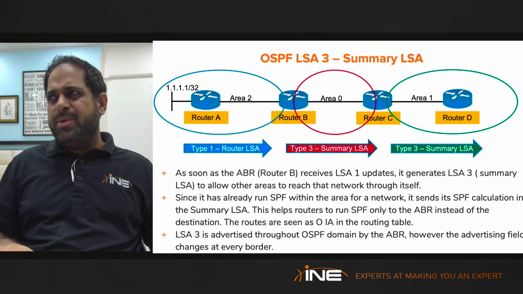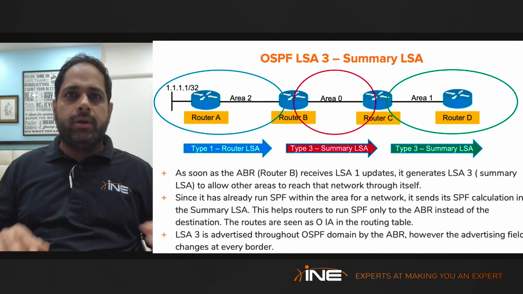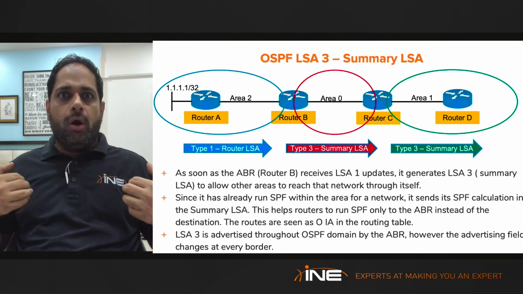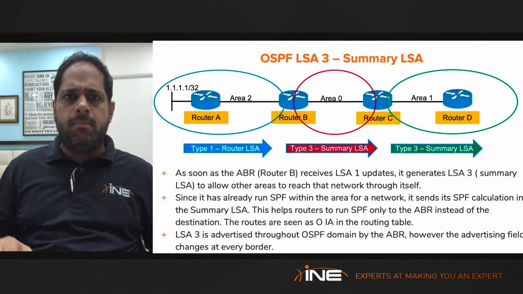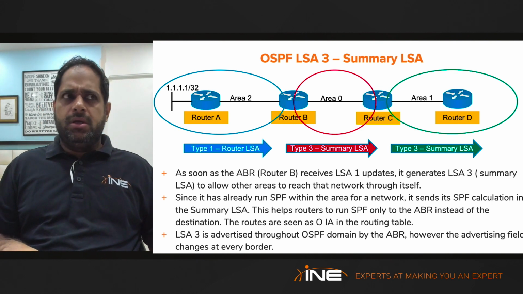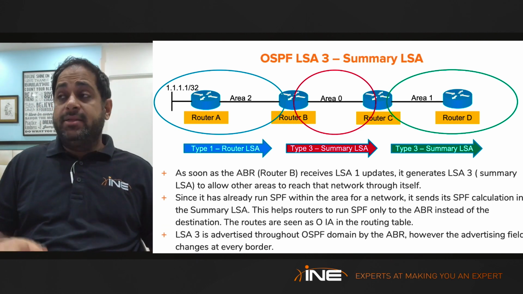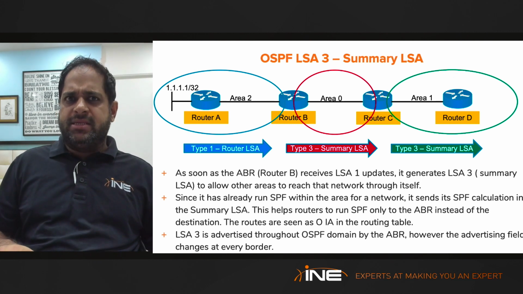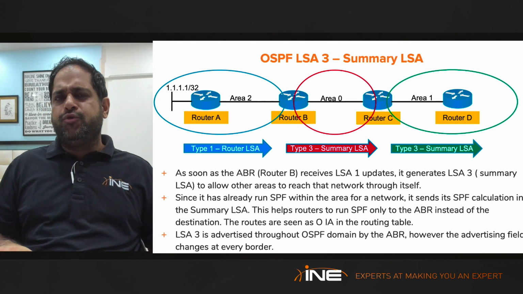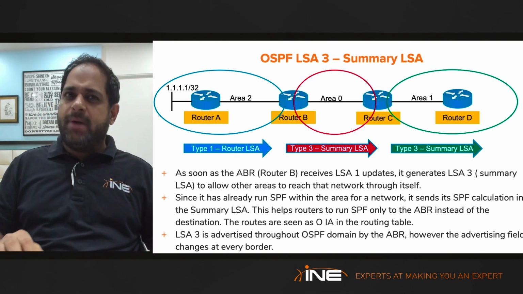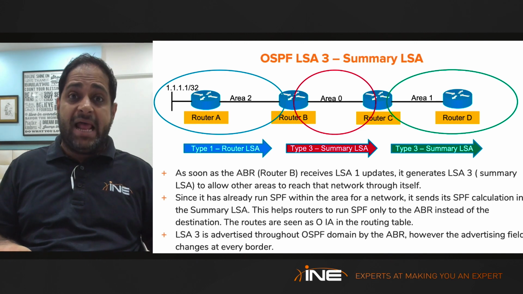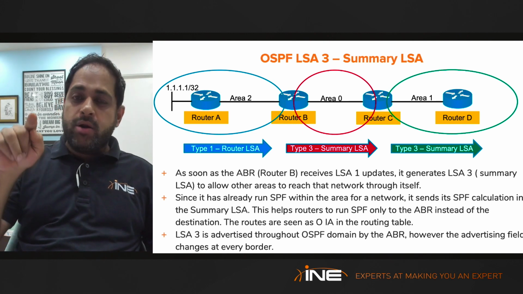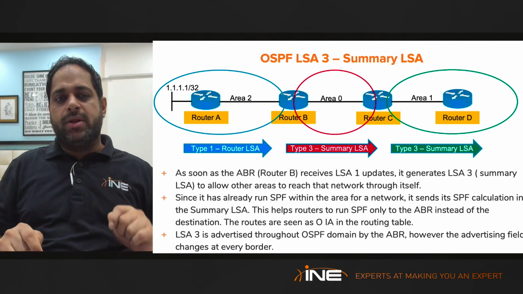See, think of the ABR like maybe an airport, you know? So it's something like that. Let's say I was in New York, sitting at home, and I need to reach maybe Las Vegas. So what's going to happen is that I don't really need to run SPF. See, the whole point of multi-area was to reduce the SPF calculation, because if this whole thing was one single area, router D would see the advertising router as router A.